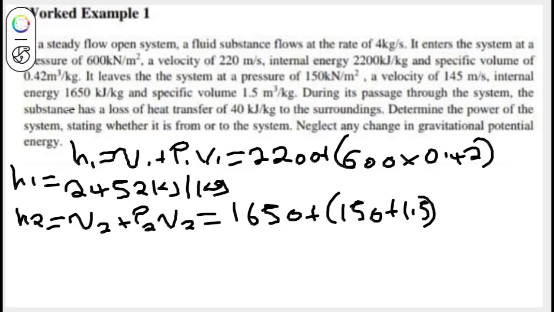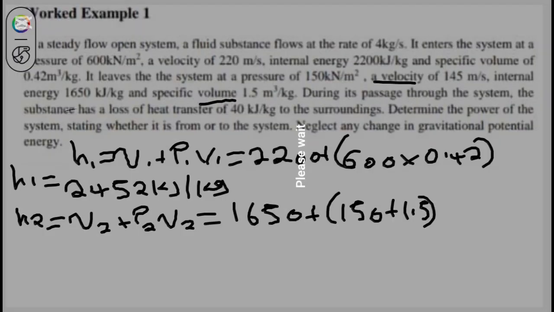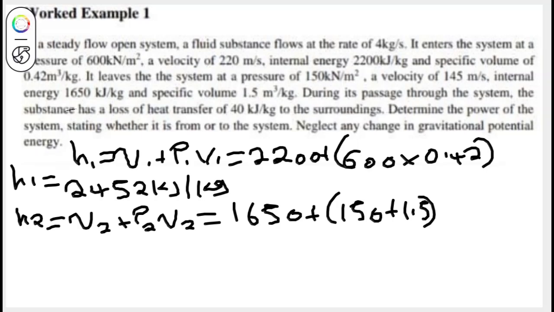1.5. You have to take note that for V, we have volume, and also we have velocity, and also we have internal energy, which is U. So both these are V, but you have to take note of volume and velocity. So then I have to say 150 plus 1.5. Let me see what I am going to get. So at the end I'll get 1875 kilojoule per kg.